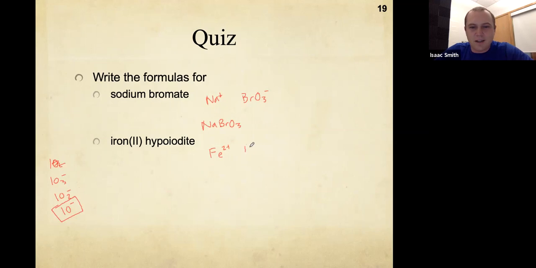Okay, so it's IO with a negative charge on it. And I need 2 of these for every 1 iron that I have. Okay, so I'm going to say iron, and then since I need 2 of these molecules, I actually have to use parentheses because it's a polyatomic, right? And then a subscript 2 to signify that I have 2 hypoiodite molecules for every iron atom. Perfect. Awesome.